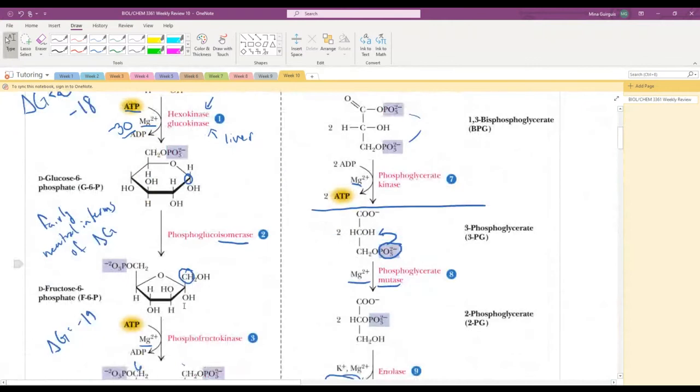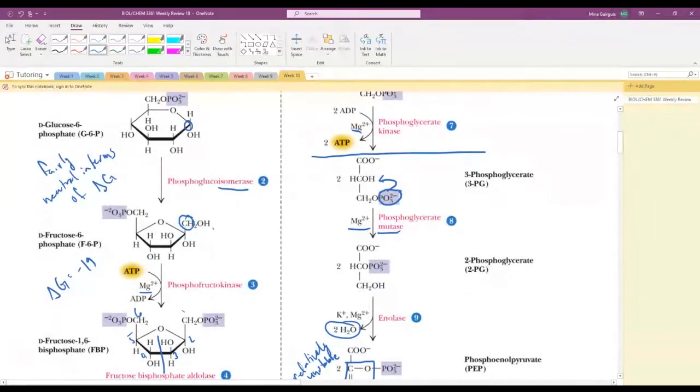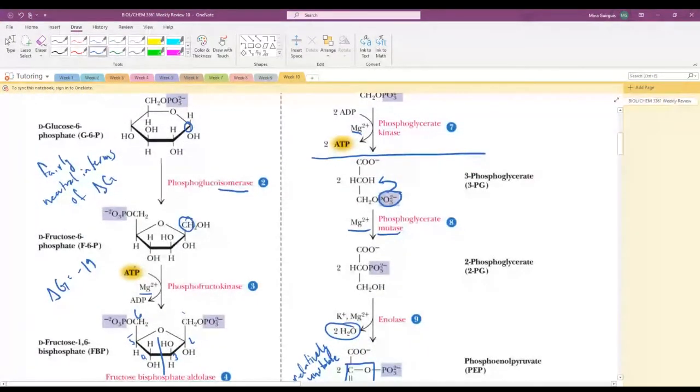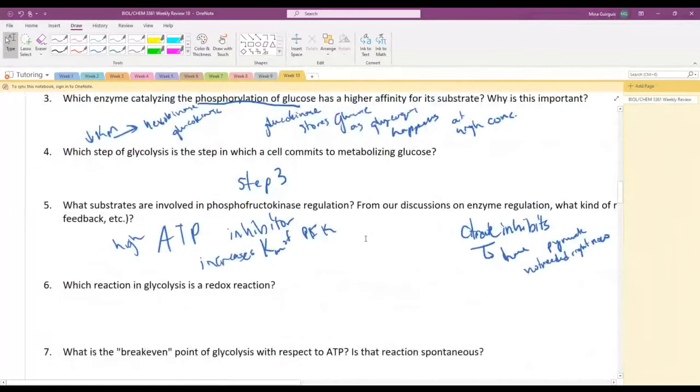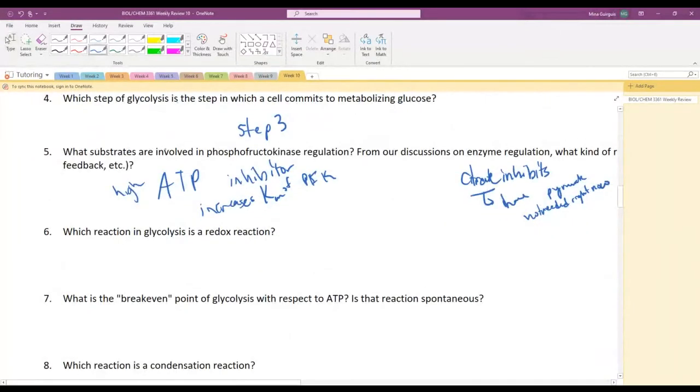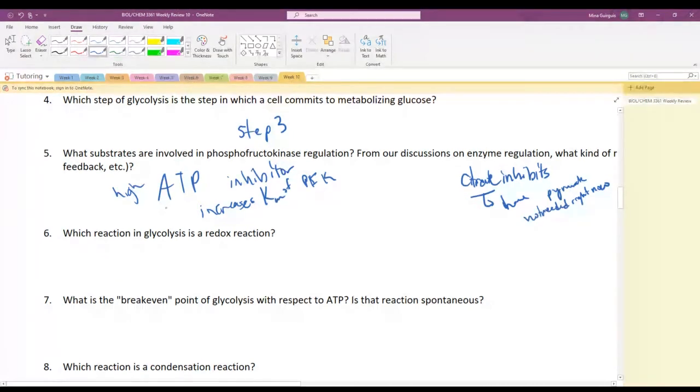So ATP in reaction 3 is on paper the reactant right here. Since it's a reactant, we might think that when you have high ATP, we decrease the delta G and make it more spontaneous. But ATP is also an inhibitor. How does that make sense?